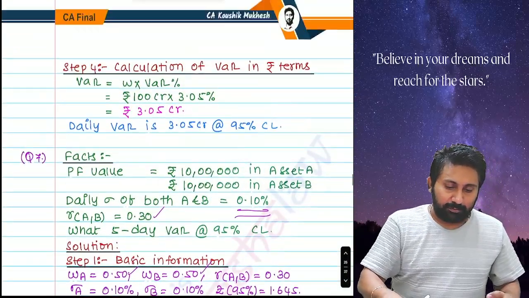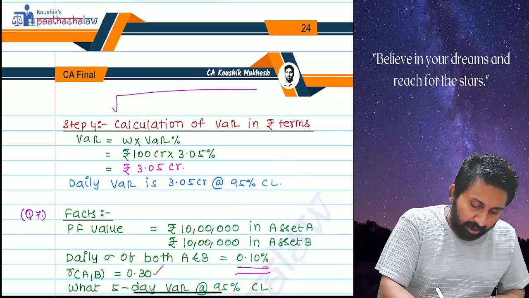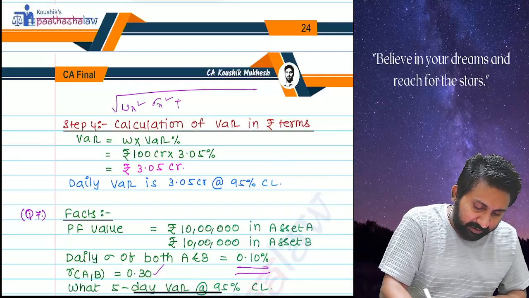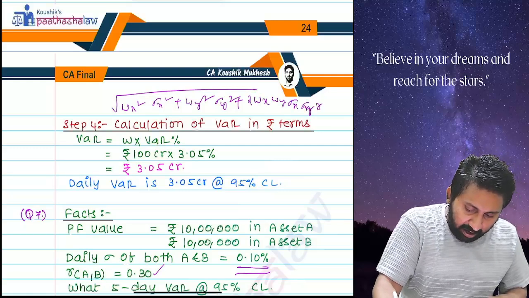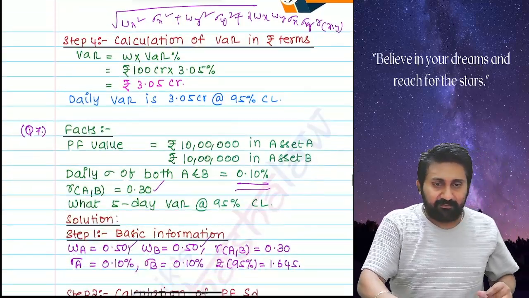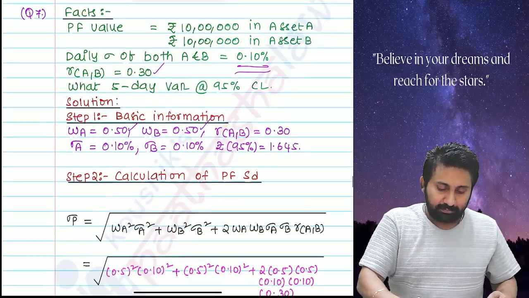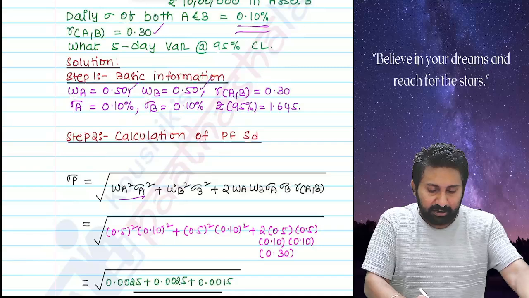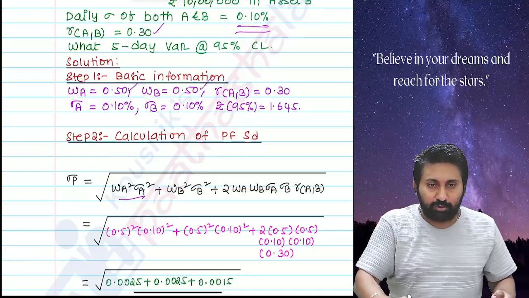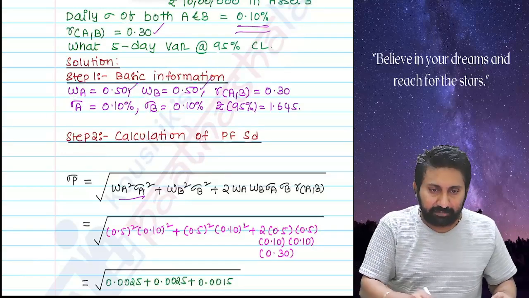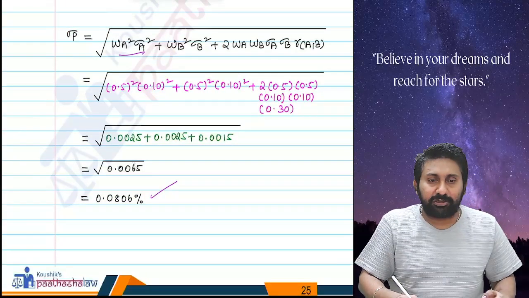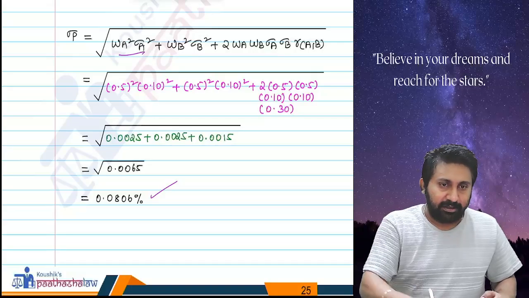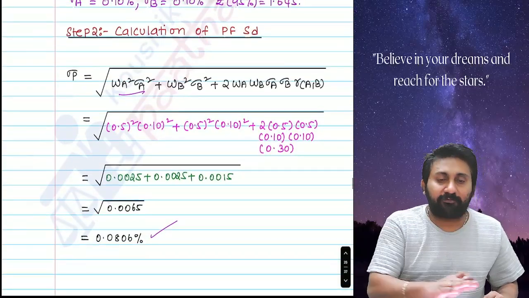So, portfolio chapter, what is the formula here? Root of wx square sigma x square plus wy square sigma y square plus 2 wx wy sigma x sigma y rxy. Same formula. First use wa square sigma a square plus wb square sigma b square plus 2 wa wb sigma a sigma b rab. Multiply. You will get one answer which came to 0.00806%. What is this? This is the portfolio standard deviation.